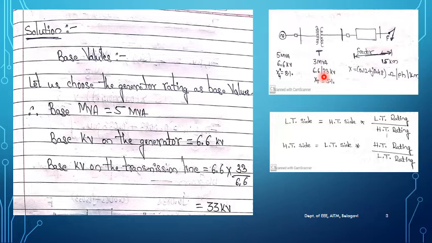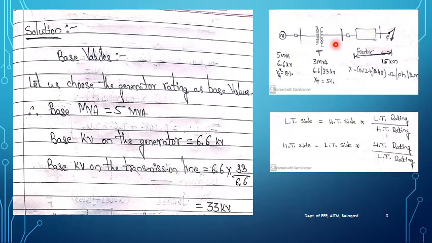In previous problems we utilized a different formula because the transmission line used to connect to the LT side of the transformer, but in this problem the transmission line is connected to the HT side of the transformer. According to that, the formula now will be: HT side equals LT side into HT rating divided by LT rating. So we are going to utilize this formula to find out the base kilovolt of the transmission line.